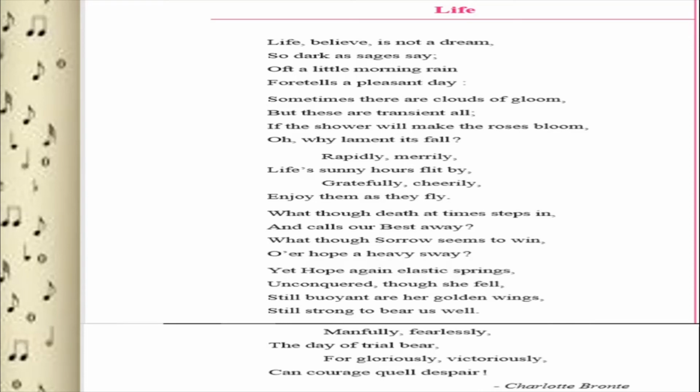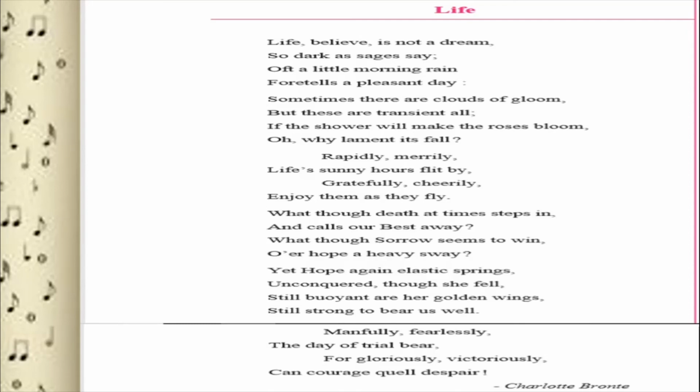We feel that our sorrow is winning. All right? We feel that our life has become very sad, it has become very sorry, and we feel that there is nothing, no hope or no happiness for us now. But remember, yet hope again elastic springs.